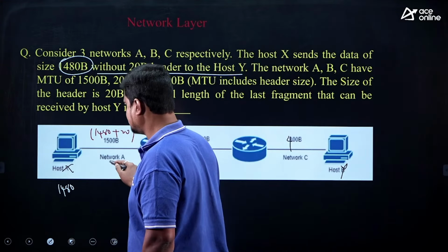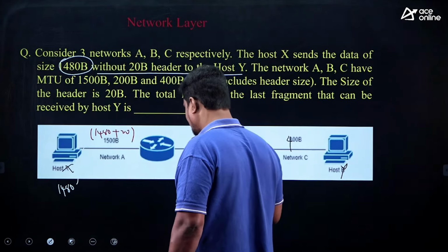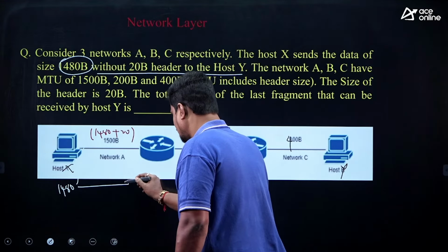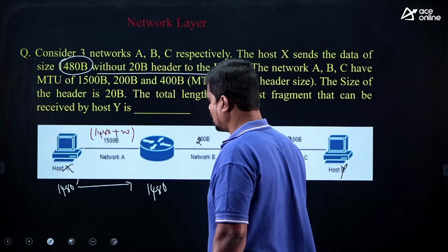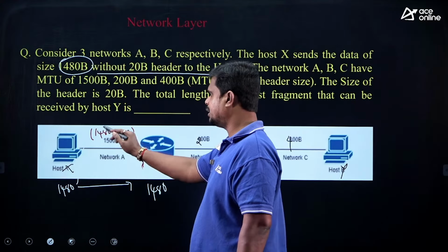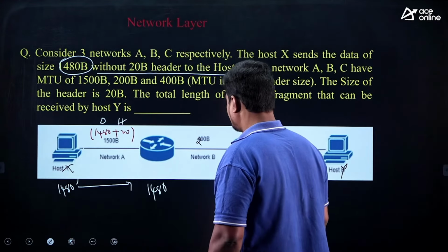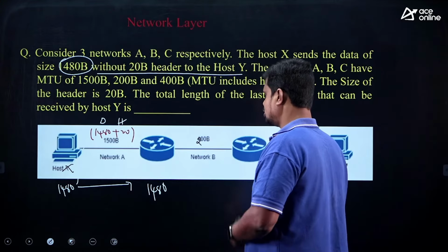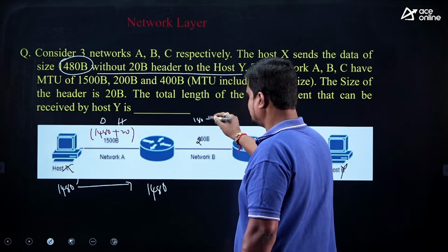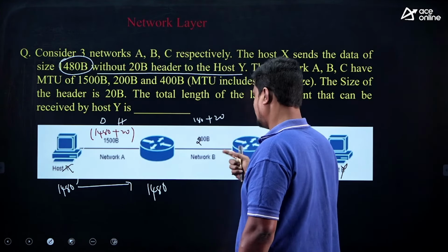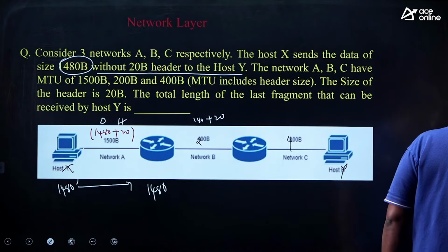And is this network able to allow a total of 1480 to this side or not? Yes, 1480 can be forwarded to this one because this network is allowing 1480 bytes of data. This is your header. Then, if you consider 200, I can divide it like 180 plus 20, but is 180 divisible by 8? Verify.